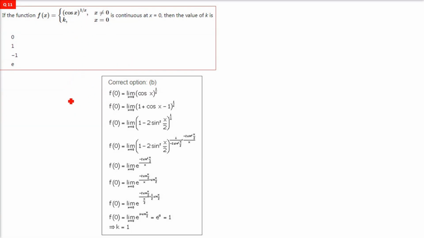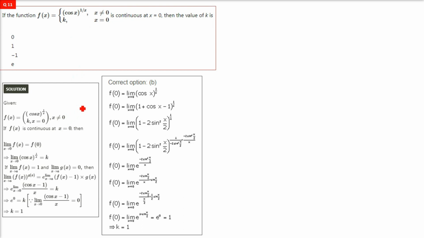So this question, we actually have 2 solutions here. Whichever you want to follow, you can follow that. The concept is the same in both of these solutions. One of them I am going to tell you, and the second one I showed you. So basically, limit x tends to a, which is actually 0 here, f(x). When you are taking x tends to 0, because it is not equal to 0, you will take cos x raised to 1 by x. It is equal to f(a), f(0), which is equal to k.